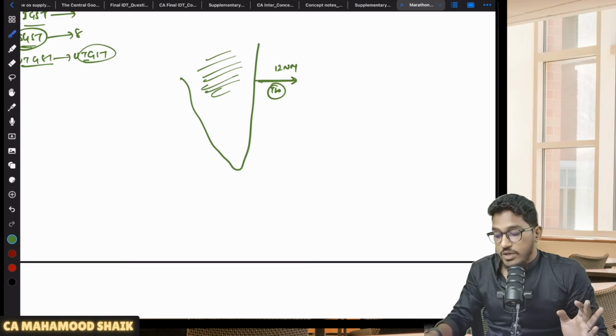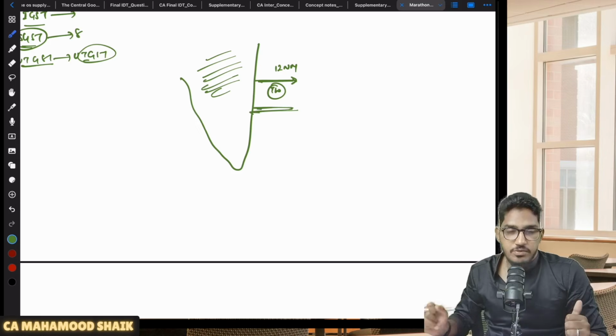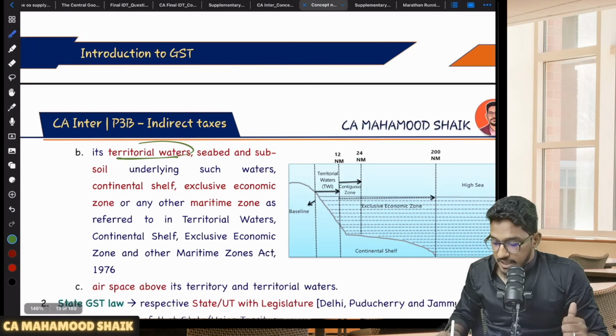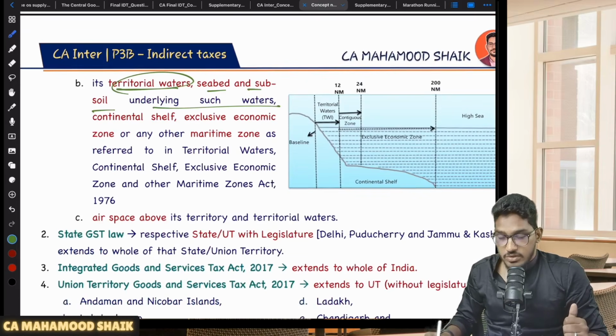Not just the territorial waters, under the territorial waters there will be seabed, no? There will be seabed, and subsoil will be there. That will also fall under the India definition. So it will contain territorial waters, seabed, and subsoil underlying such waters.